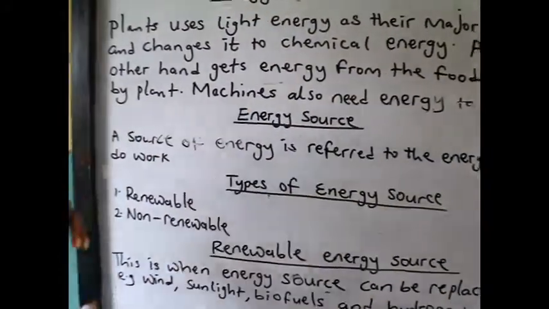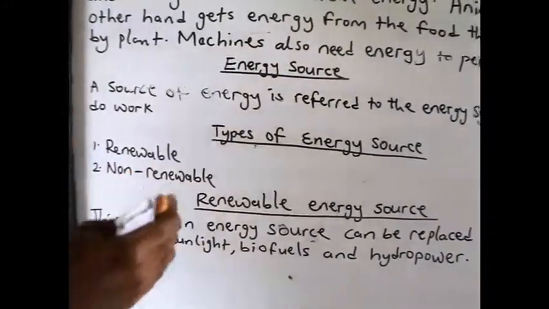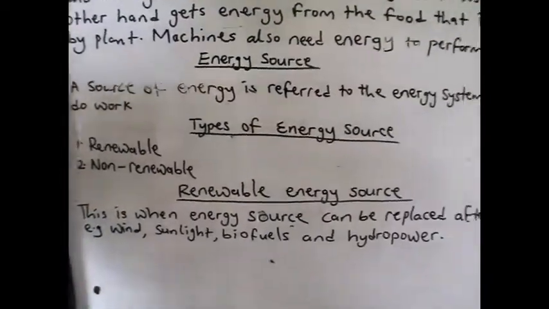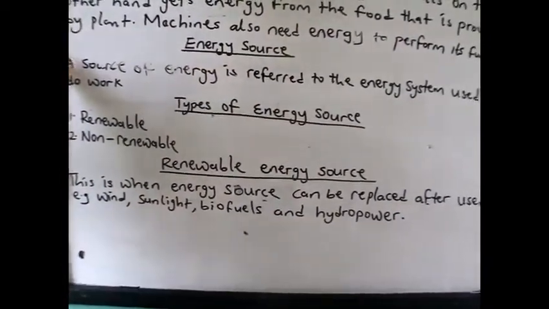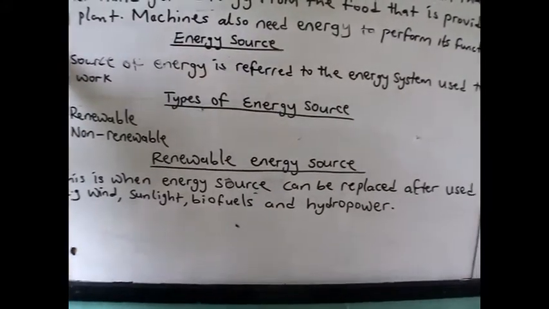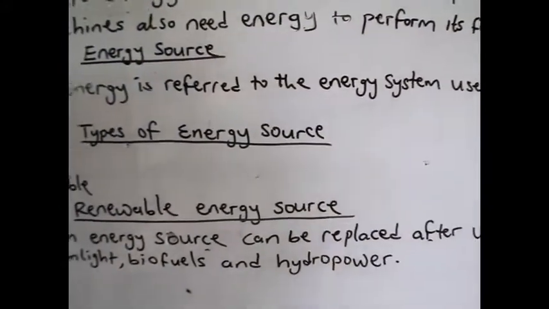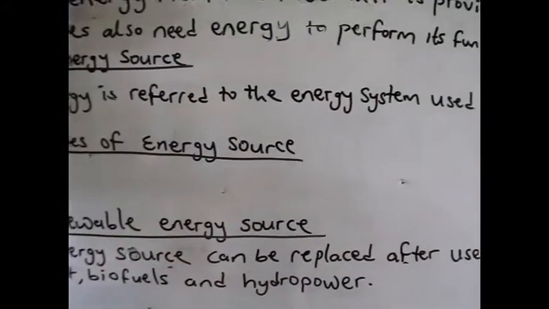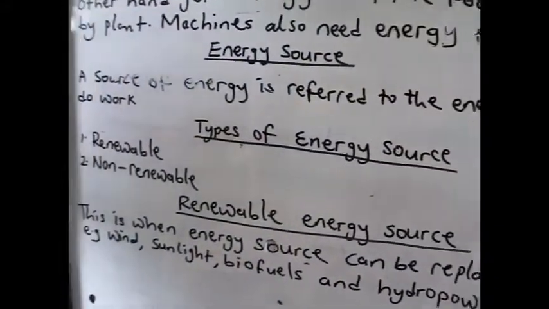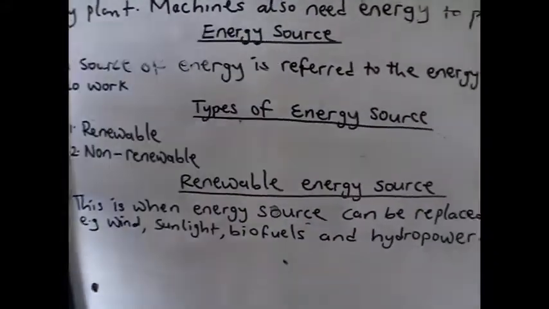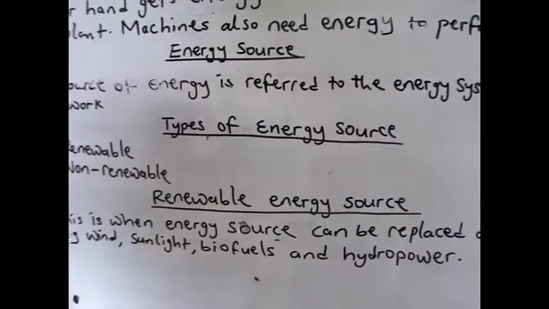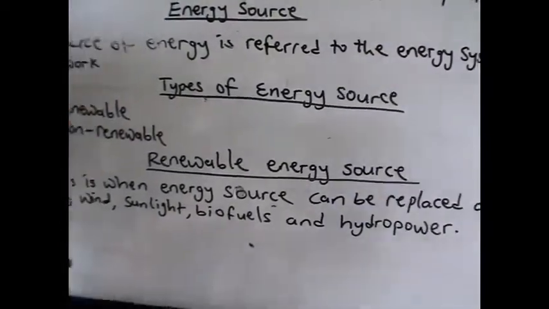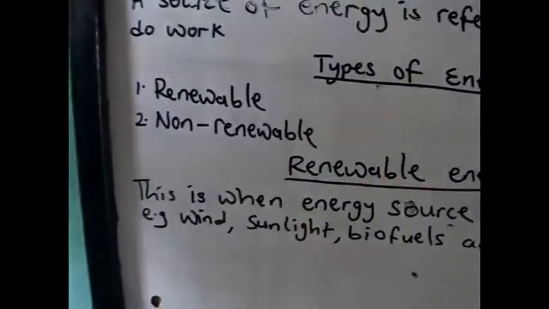Now let's look at energy source. A source of energy refers to the energy system used to do work. So what type of energy system is demanded depends on what is to be used. For example, if you need energy to do work as a human, that means you need that light energy that is converted to chemical energy. And that happens to be your source of energy. Now, sources of energy in this context are going to be grouped into two. The two types are renewable and non-renewable energy.